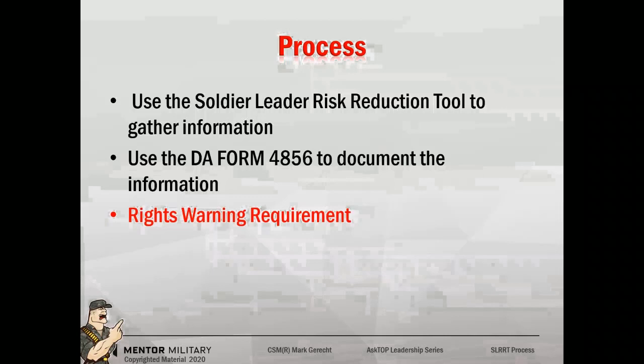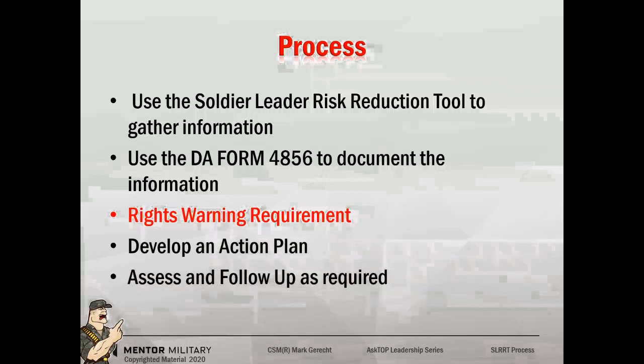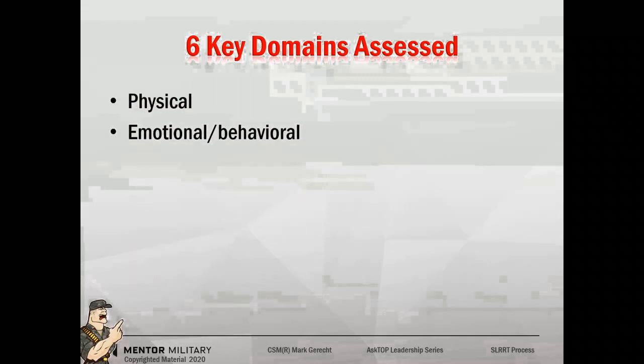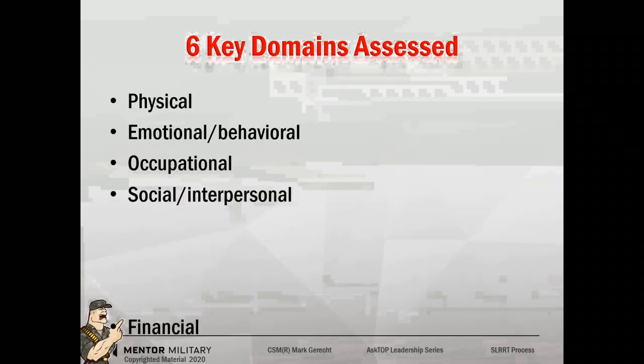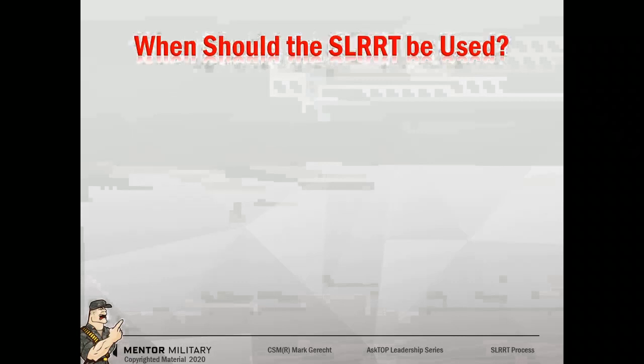Do not continue the discussion. They need to seek legal assistance. You'll develop a plan of action. You will assess and follow up as required. Now, what are the 6 key domains that the risk reduction tool assesses? Physical, emotional and behavioral, occupational, social and interpersonal, financial, legal and disciplinary.